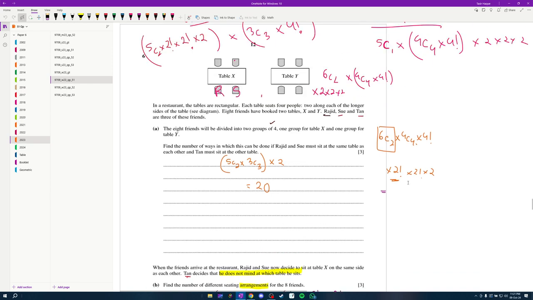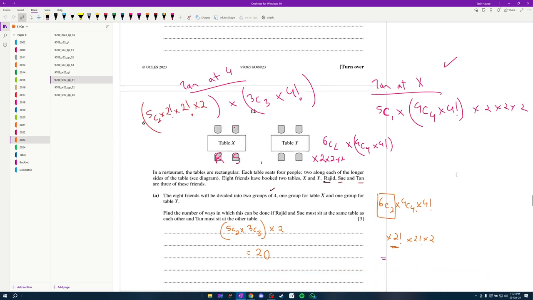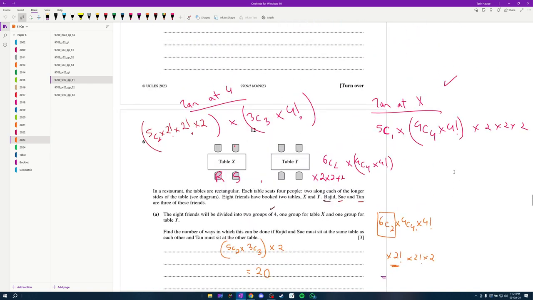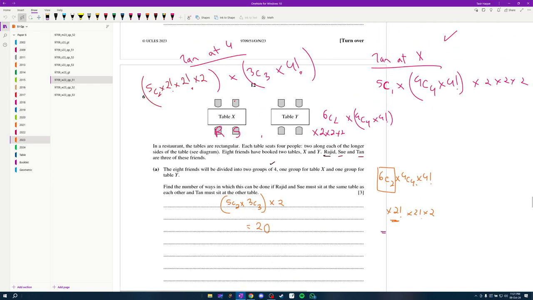What about this 2 factorial? The first 2 factorial is for the other 2 friends that sat at this side of table x. So there you go. And what about this 2 factorial? This is for Rajit and Sue because they only decide to sit at the same side of the table, which is here, but they can interchange their positions.